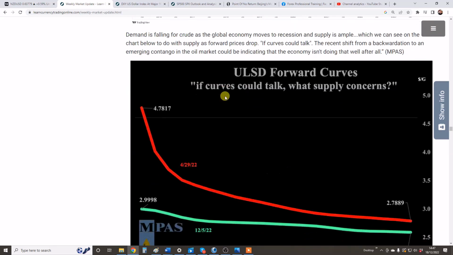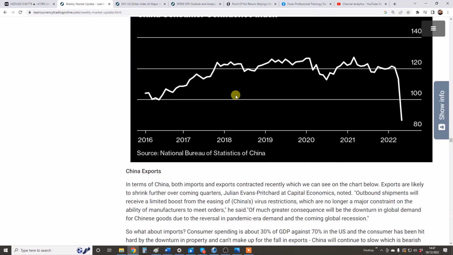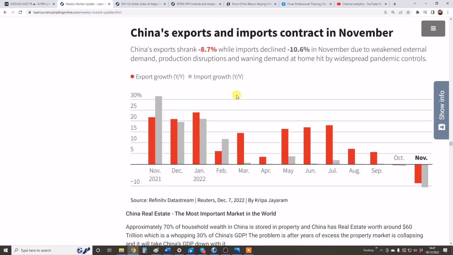Okay, I just want to go to my next chart, which shows the latest data on Chinese exports, and it's well below forecast. They shrank 8.7% for November. You can see it here on the left, but also imports declined as well, down 10.6%. Obviously, as the economy shrinks or slows up, less commodities are being bought, which obviously will hurt the commodity currencies.